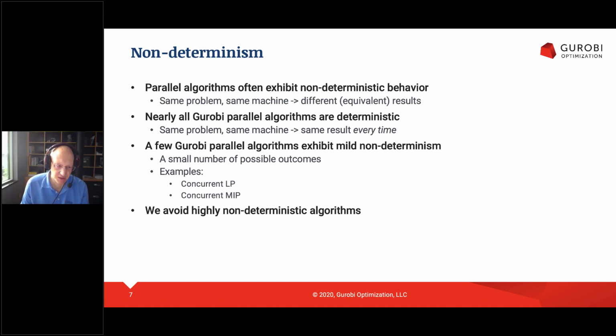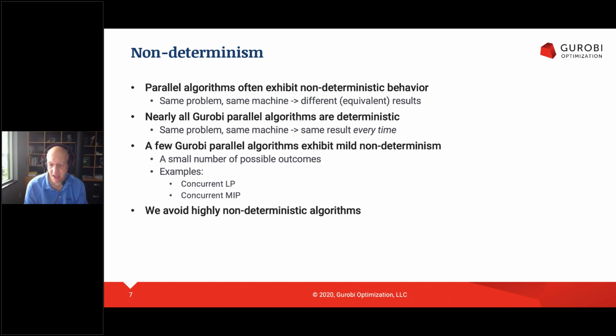And we've actually had quite a bit of experience with non-deterministic algorithms, and we've just concluded that they cause more trouble than they're worth. And so nearly all of the algorithms in Gurobi are deterministic. And when I say deterministic, what do I mean? If you take the same problem, you run it on the same machine multiple times, you get the same exact result, the same exact computation path each time.